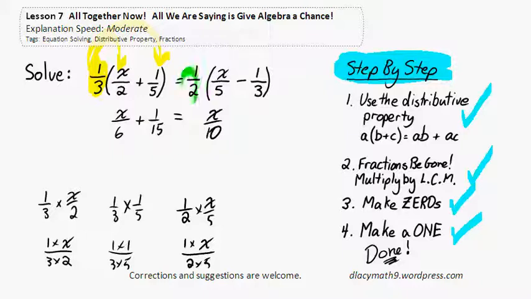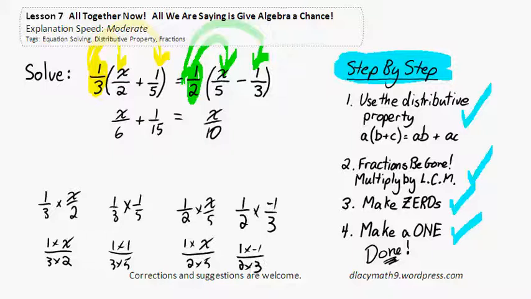Now, when we multiply using the distributive property, don't forget negative signs. Here we go. 1/2 times negative 1/3, or 1 times negative 1 over 2 times 3, giving us negative 1/6. And the fractions are still there. Let's deal with them now.